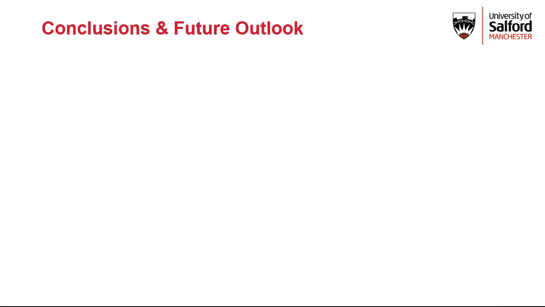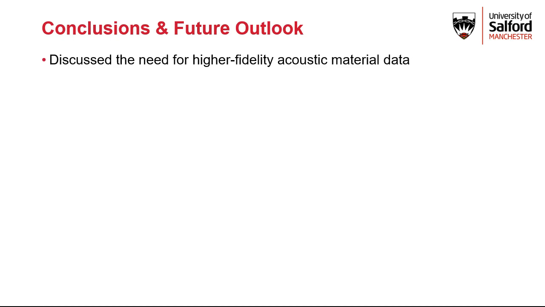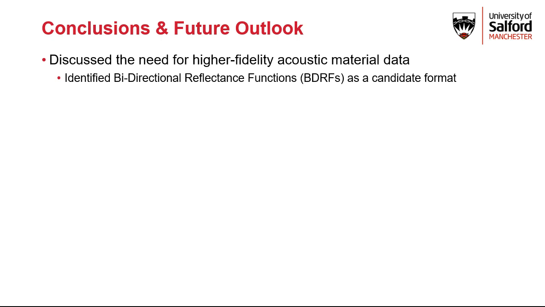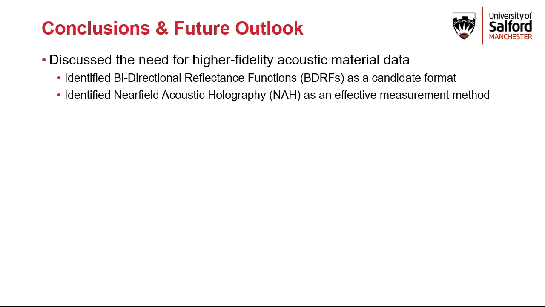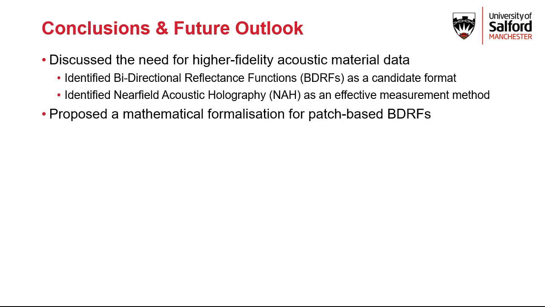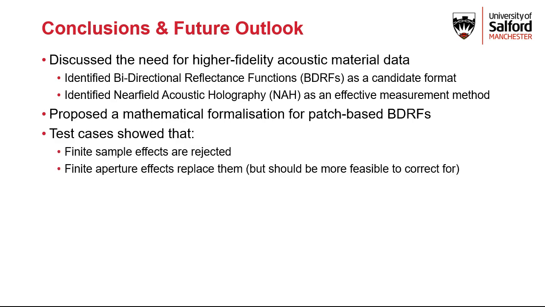So, some conclusions and future outlook. I've discussed at some length the need for higher fidelity acoustic material data. I've identified bidirectional reflectance functions as a candidate format. I've identified near-field acoustic holography as an effective measurement method. I proposed a mathematical formalism for patch-based bidirectional reflectance functions. I've had three test cases that have shown that finite sample effects are rejected. I've shown that finite aperture effects replace them, but these have a little less effect than one might imagine and hopefully should be more feasible to correct for. I've shown the smudging affects those BDRFs less than one might expect.